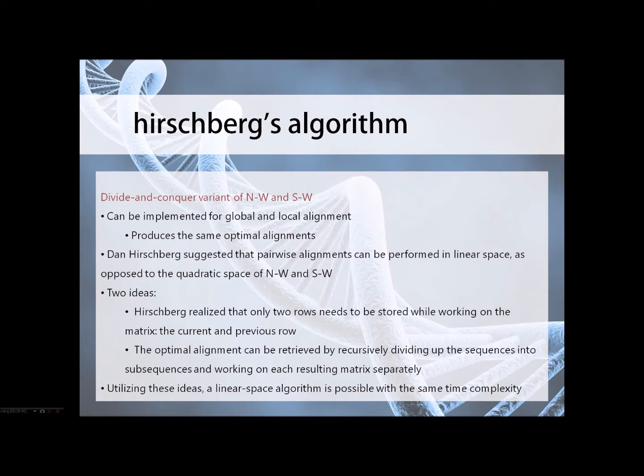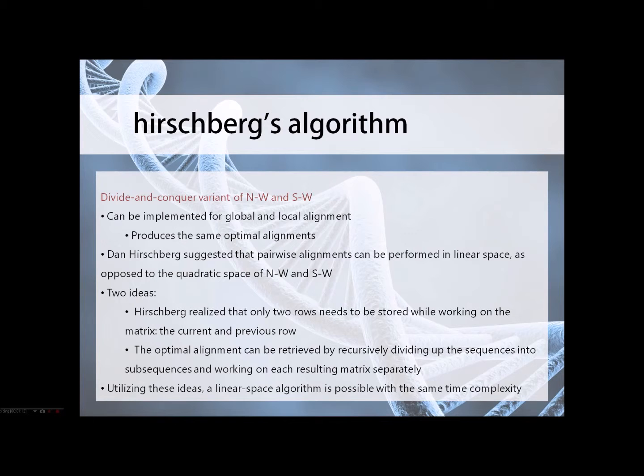There are two ideas behind this algorithm that Dan Hirschberg cleverly suggested. The first is that only two rows need to be stored while working on the matrix, the current and the previous row. This is because when you're filling in the score of a cell, you only need to take the max from either the previous cell, the cell above it, or the cell diagonally before it. And these cells either lie on the current row or on the previous row.